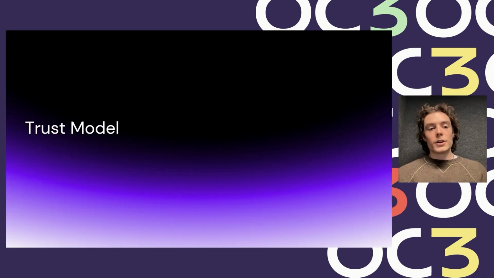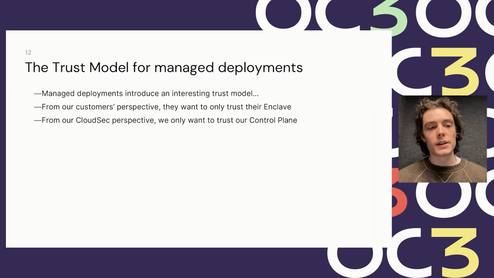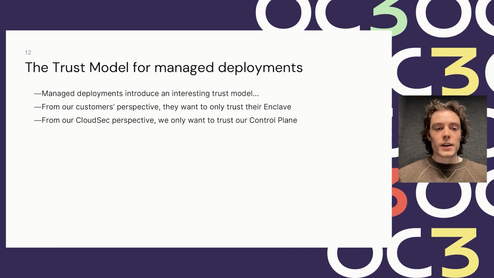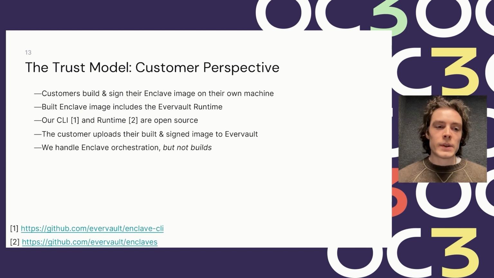And so the trust model for our enclaves product, when we're managing deployments, becomes quite an interesting trust model to consider. From our perspective, we only want to trust the process that we manage and that we've built, which is our host process, what we call the control plane. From our customer's perspective, though, they just want to trust their own source code that runs in the enclave. They've built the image on their machine, and they use those attestation measures to build confidence that that's what they're speaking to, but they don't want Evervault to be part of the equation.